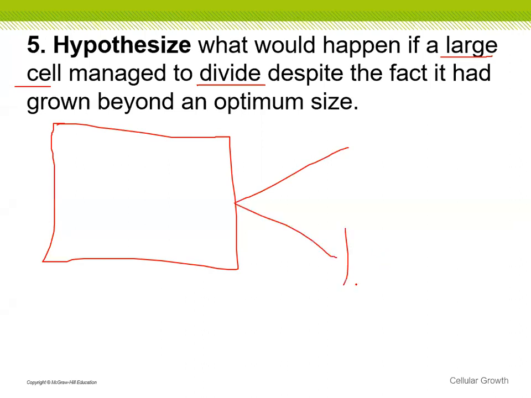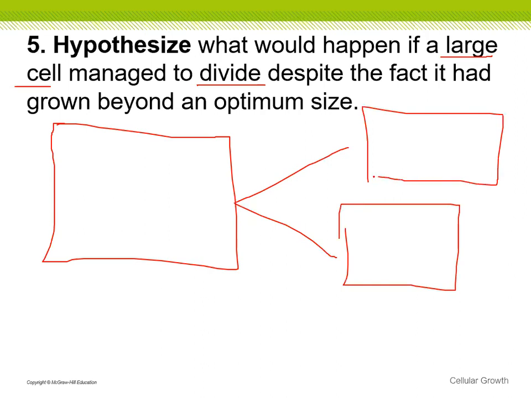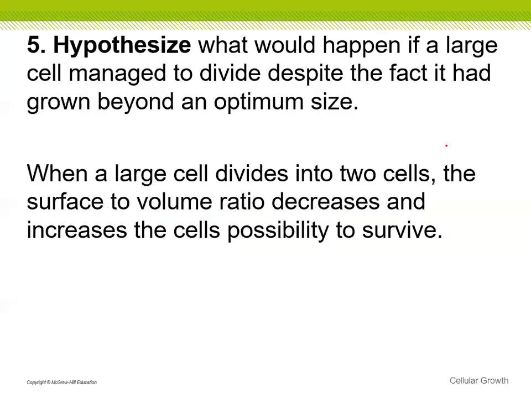It's going to spread its material out like this. And now what's happened? So what's happened here is we know that a really big cell, one that's too big, is inefficient. It's more likely to die. Now I have two smaller cells. That is a better ratio. Those two cells now have a much higher probability of surviving.